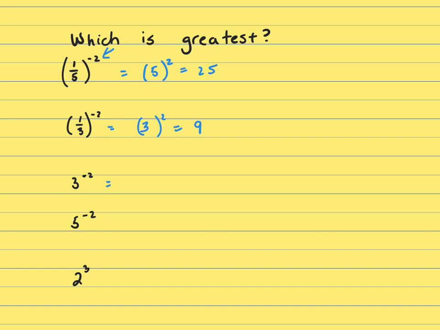Now, to get rid of a negative exponent, you take it to the opposite place it's in. So this is over 1. So that becomes 1 over 3 squared. So that's 1/9. This one becomes 1 over 5 squared, which is 1 over 25th. And you know what this is, which is 8.